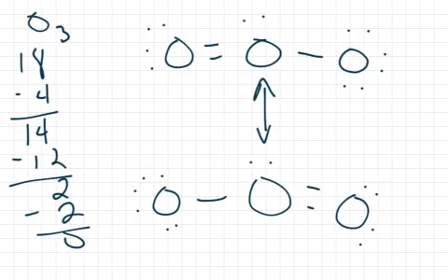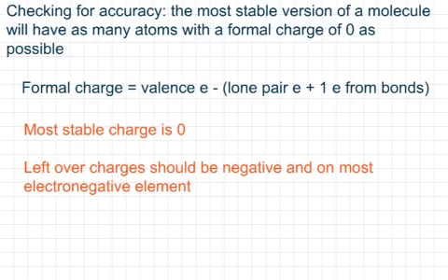So ozone is actually made of 2 resonance structures that are equal, and one of them has the double bond on the left, the other one has the double bond on the right, and it's just constantly rotating between the 2. So how do you know if you should use a resonance structure or not?